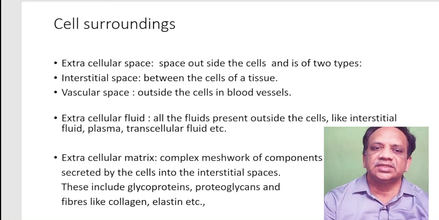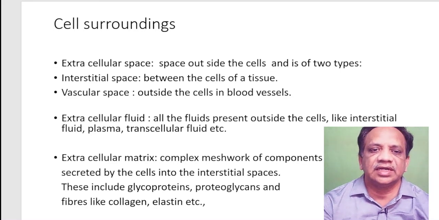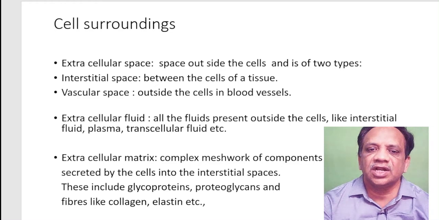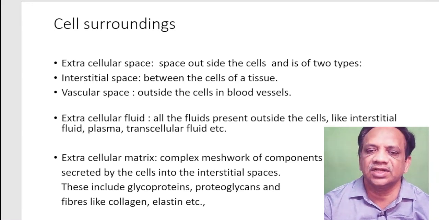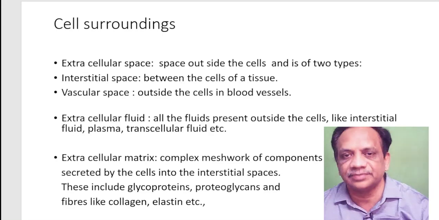If we see the cell surroundings, the extracellular space is the space outside the cells and is of two types: the interstitial space between the cells of a tissue and the vascular space outside the cells in blood vessels. The extracellular fluid includes all the fluids present outside the cells, like interstitial fluid, plasma, transcellular fluid, etc. The extracellular matrix is the complex meshwork of components secreted by the cells into the interstitial spaces. These include the glycoproteins, proteoglycans and fibers like collagen, elastin, etc.